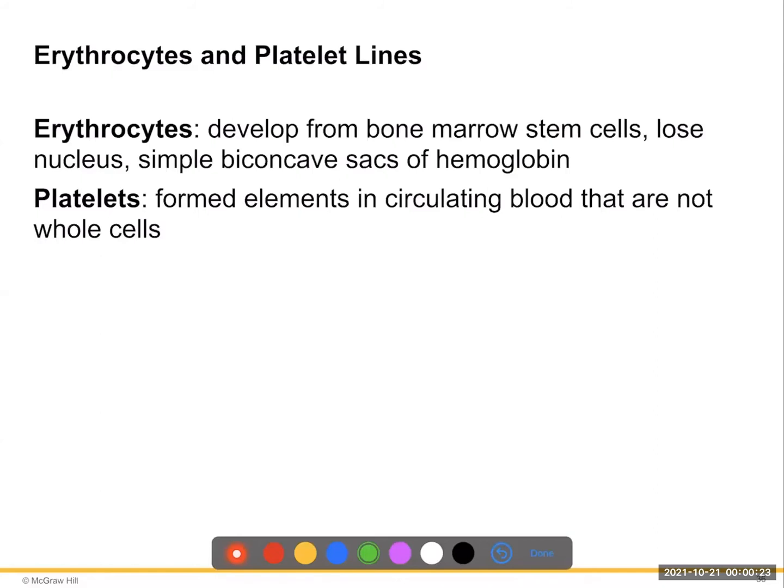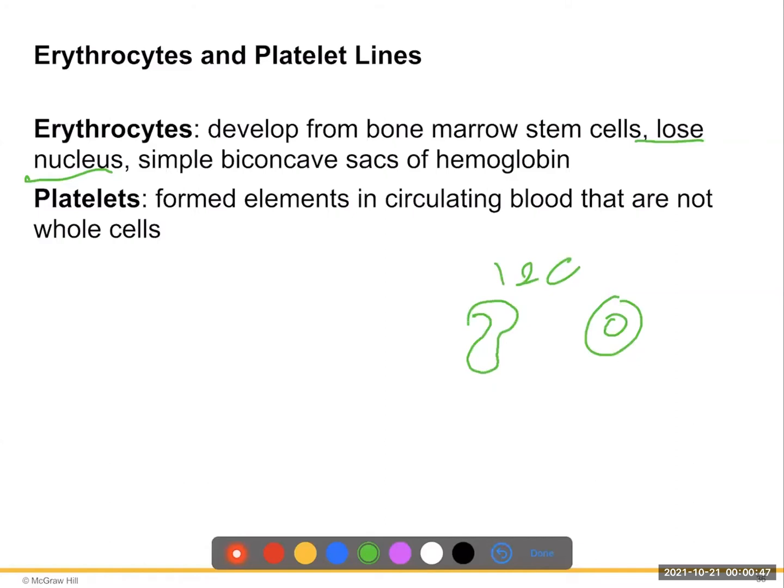So the erythrocytes lose their nucleus. Red blood cells have no nucleus, they don't need one. They only live about 120 days roughly. And they are biconcave, so concave on both sides, like a disc that's concave in the center, and it's just filled with hemoglobin to absorb oxygen and carbon dioxide. So those are your erythrocytes, your red blood cells.